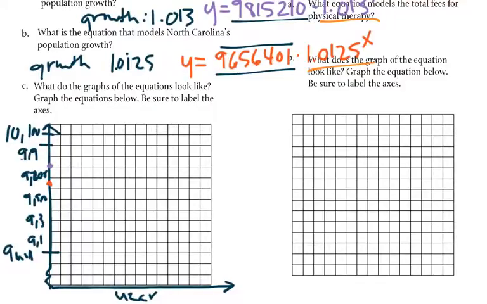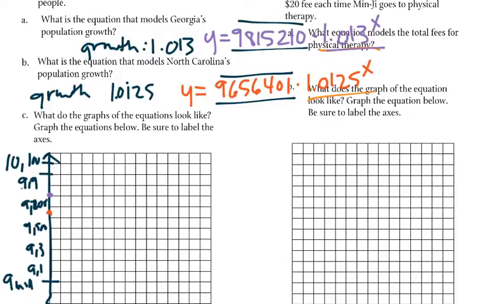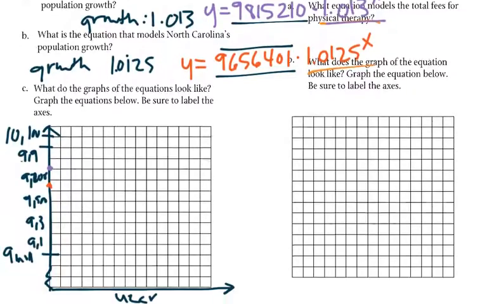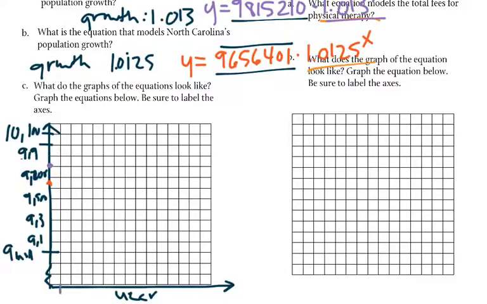Okay, then it's growing by 1.013%. So for Georgia, I'd take 9,815,210, and I would times that by 1.013. And I keep doing that year after year. So the first year, so here would be 1. So we would bump up to 9,942,000. So about right there.